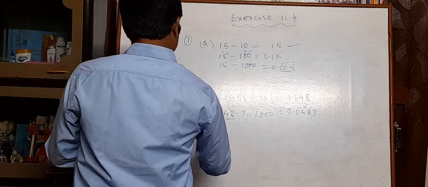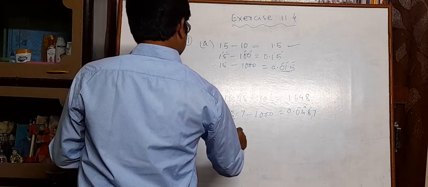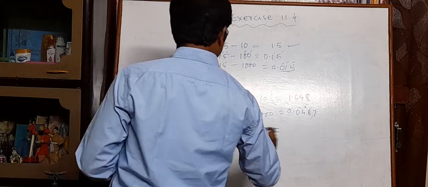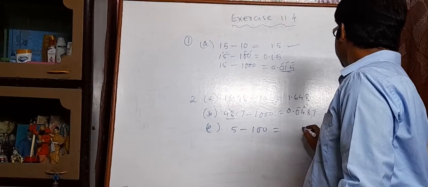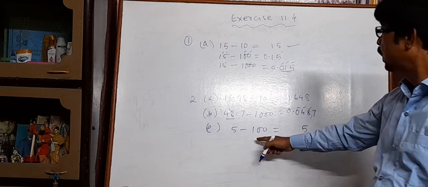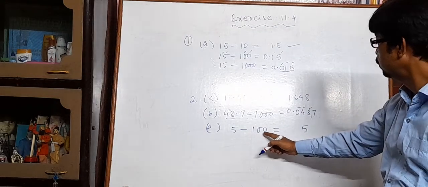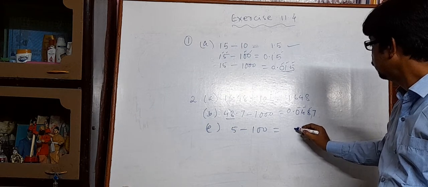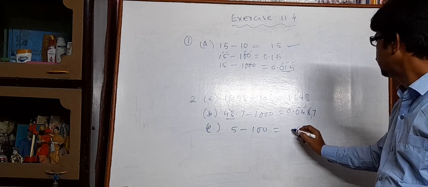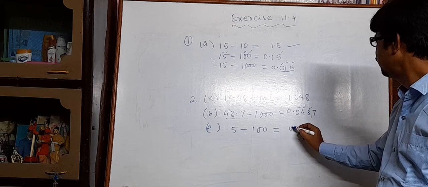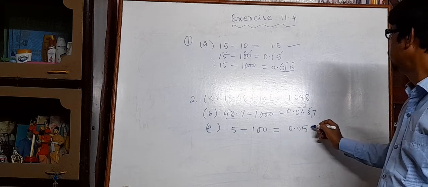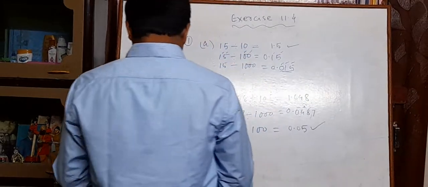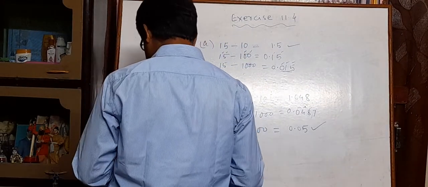See, part E. 5 divided by 100. In this case what we have to do? Write 5 here. After 1, how many zeros are there? 2 zeros are there. So 1, 2, and then give the decimal point. And for confirmation, as there is no digit to the leftmost side, we have put 0. Okay children? Yes.